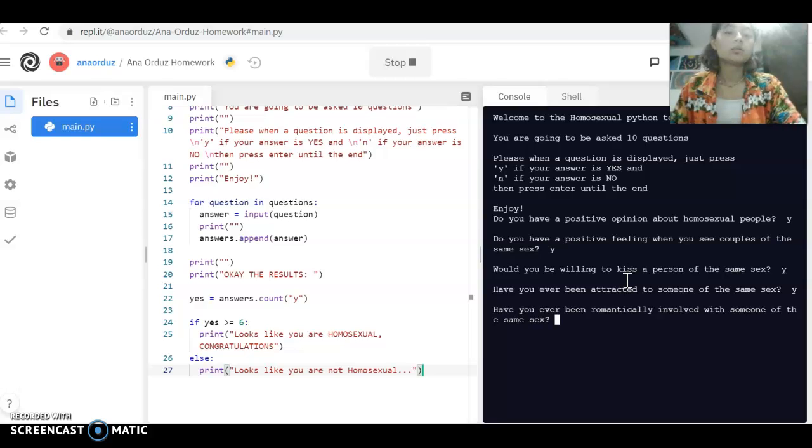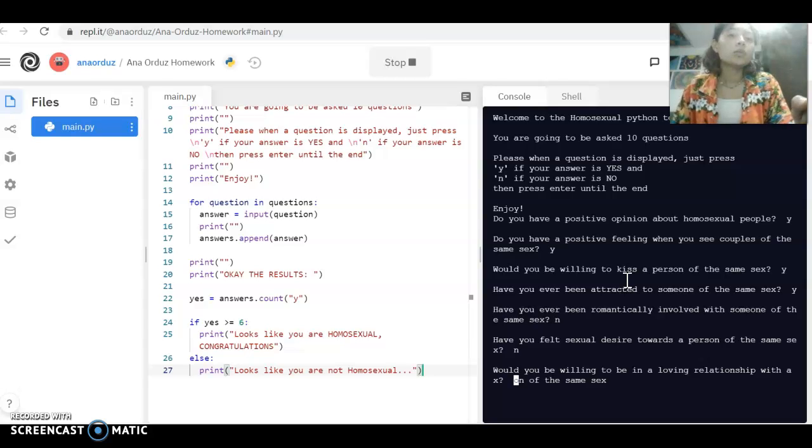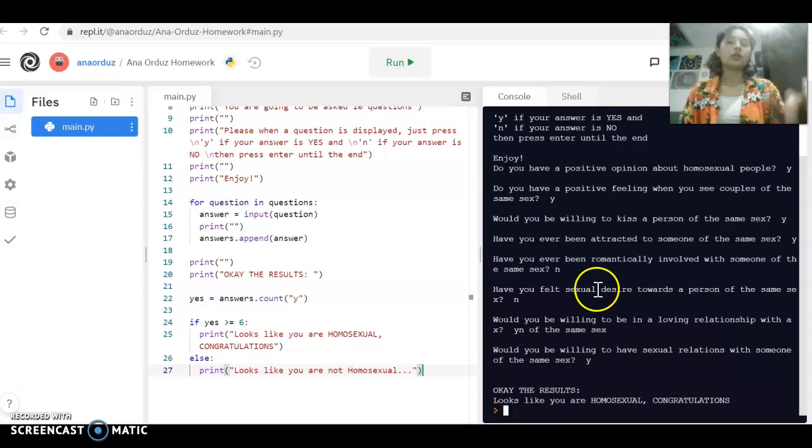Oh wait, okay. So here: have you felt sexual desire towards a person of the same sex? I'm going to put N. Here: would you be willing to begin a loving relationship with a person of the same sex? I'm going to put yes. Enter. Would you be willing to have sexual relationships with someone of the same sex? Yes. So here are the results. Here is the print. Okay, these are the results.